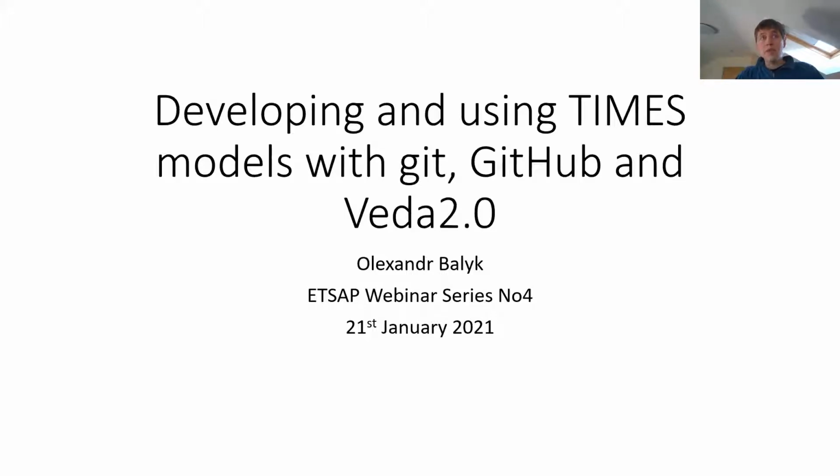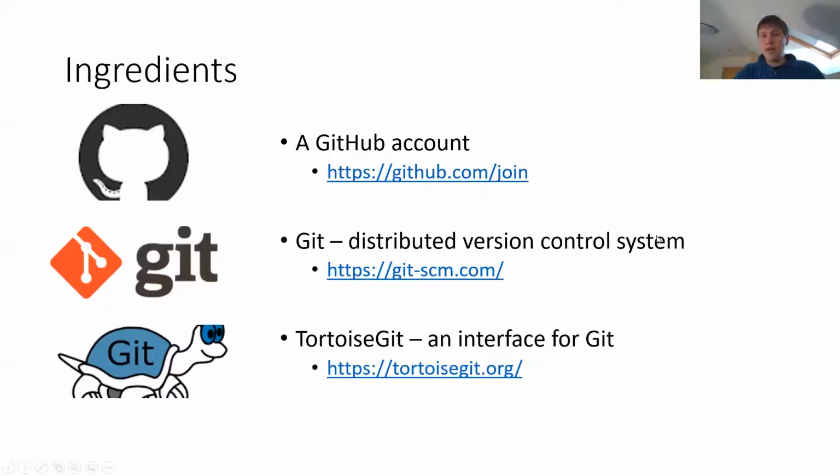So this will be a walkthrough of developing and using TIMES models with Git, GitHub, and VEDA. There will be a limited number of slides, and I will be mostly showing actions either on the GitHub platform or on my own local computer. First of all, in order to repeat the steps that I will be doing, you will have to have a GitHub account. One can get one by registering here.